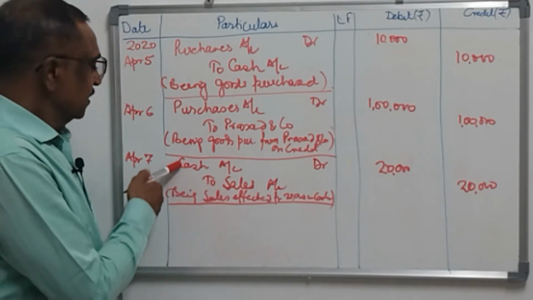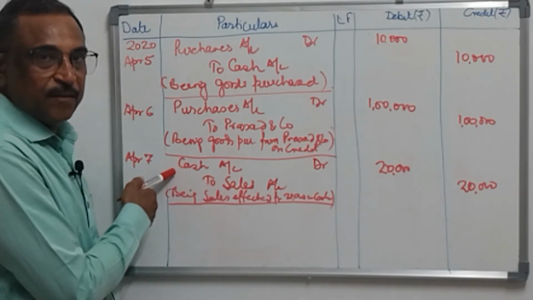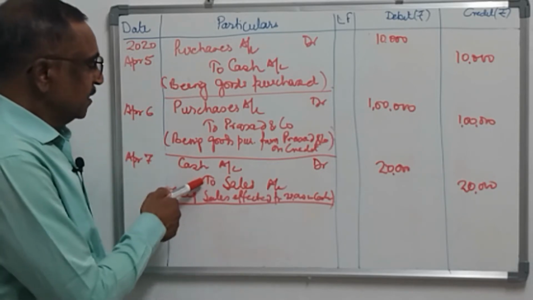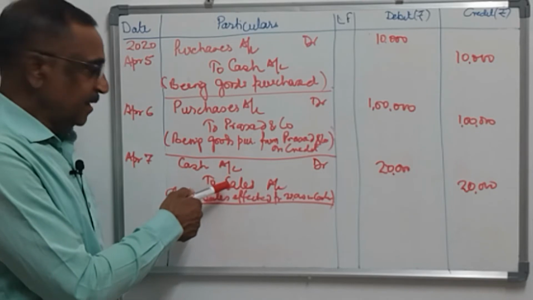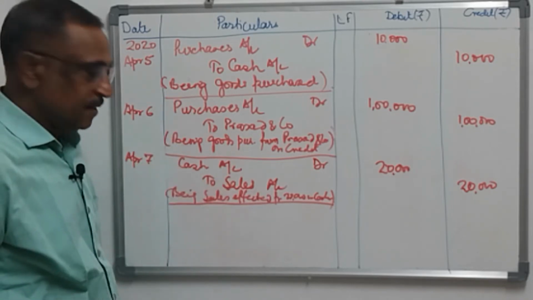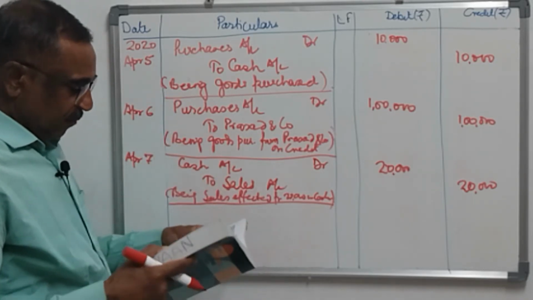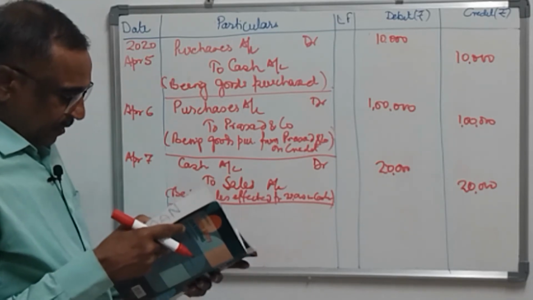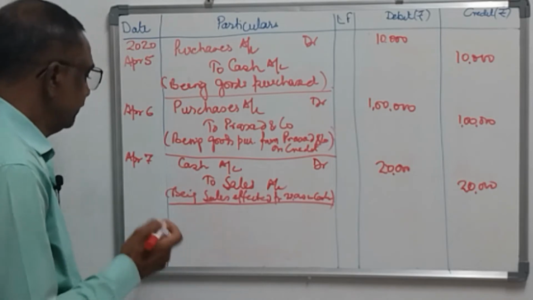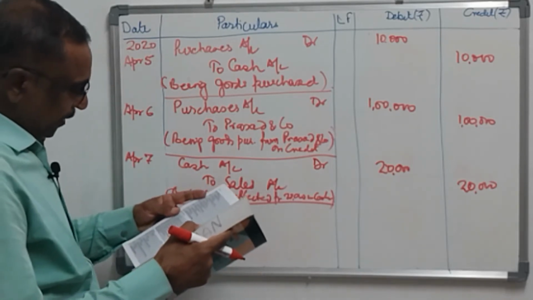Cash sales. Cash being asset will be debited. What comes in is debited. Sales being revenue account, credit all your incomes and gains. Okay? So we move on to next. Sold goods to Dev and Company 75,000 on April 8.